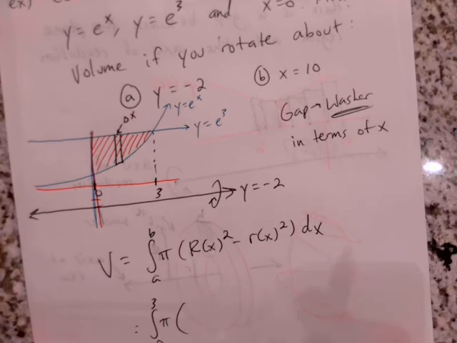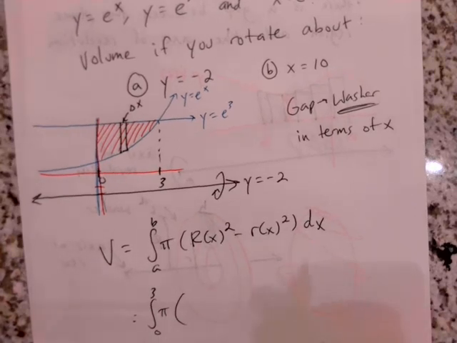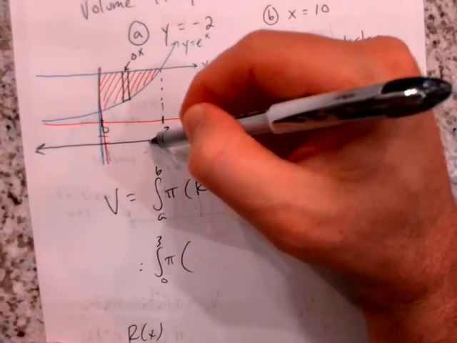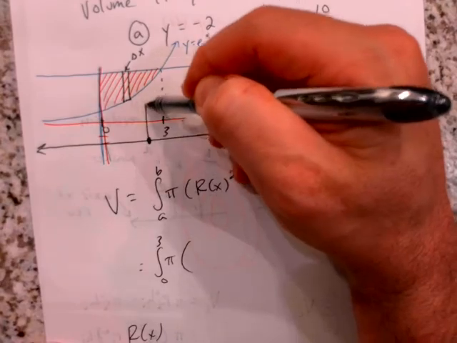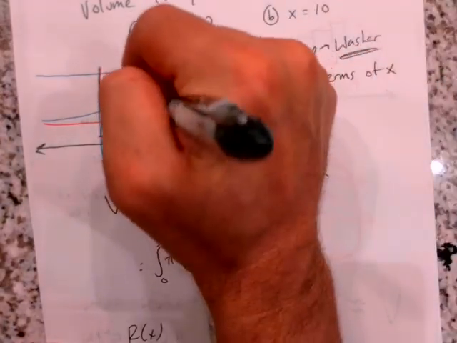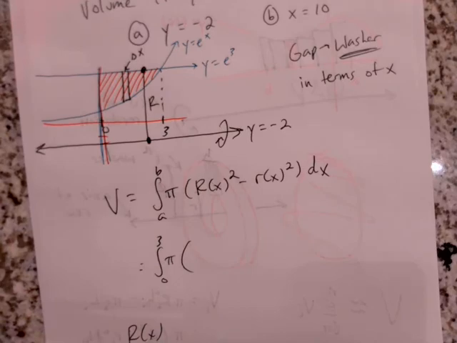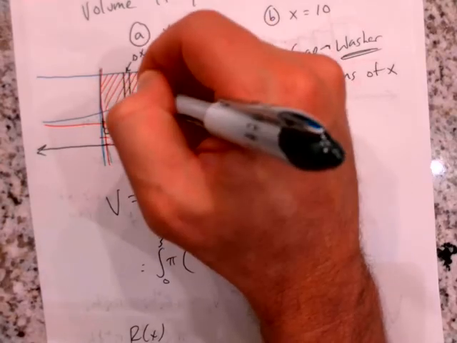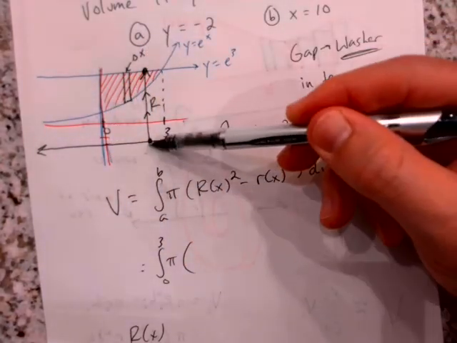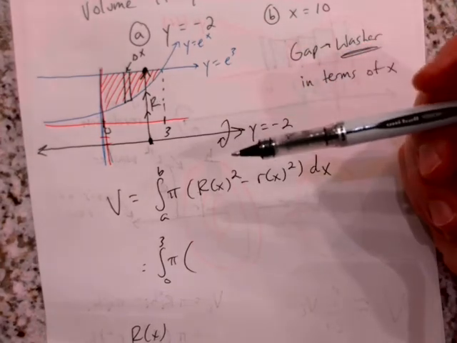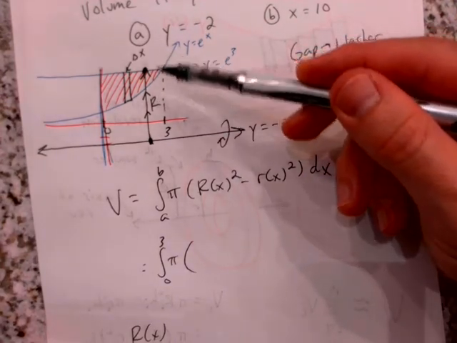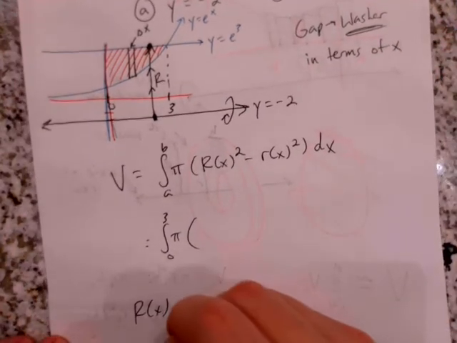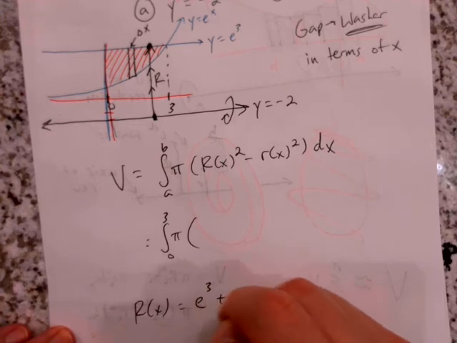Big R. Now big R is the outside radius. Big R is the distance from your axis of revolution to the point on the region that's farthest away. It goes from the axis of revolution to the point on the region farthest away. So it goes that way to the farthest away point. And it's in terms of x, so it's the top minus the bottom. E to the third minus -2. E cubed minus a -2.